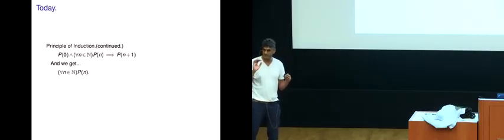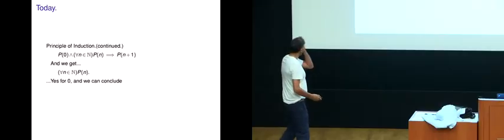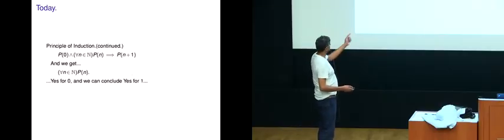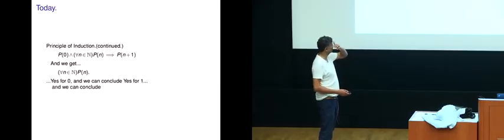We have yes for 0, and we can conclude 1. We can just plug in 0 into P of 0, and then we see that P of 0 implies P of 1, and so on. Last time, some people asked, aren't you starting with the statement to prove the statement? Am I?